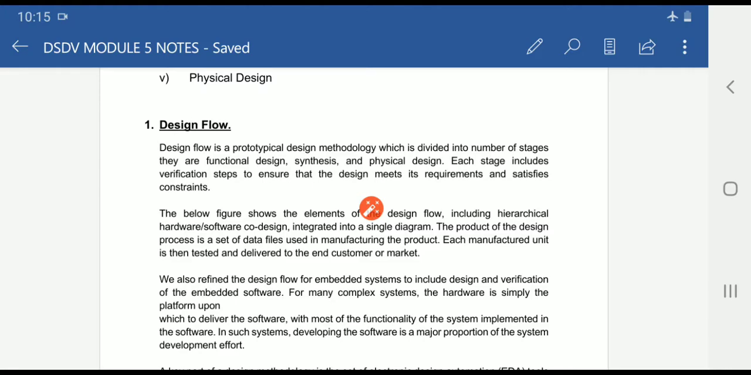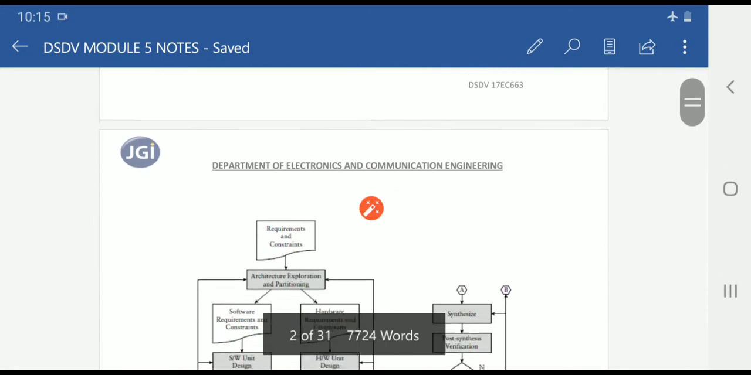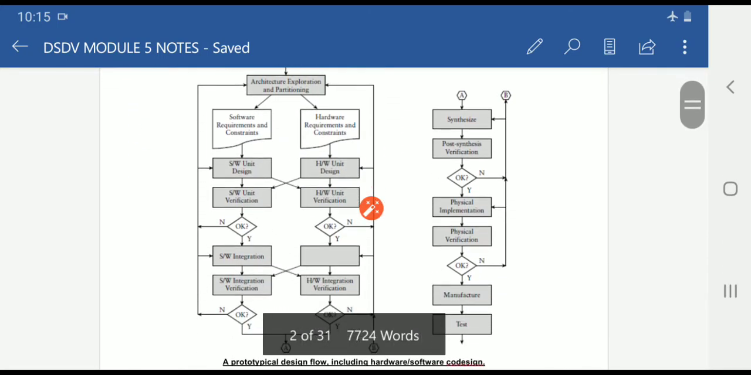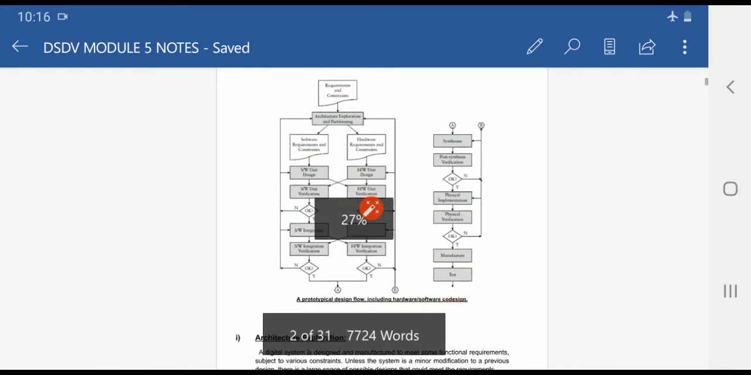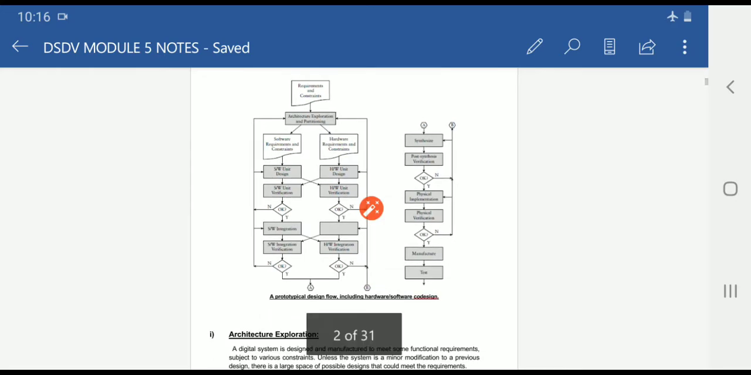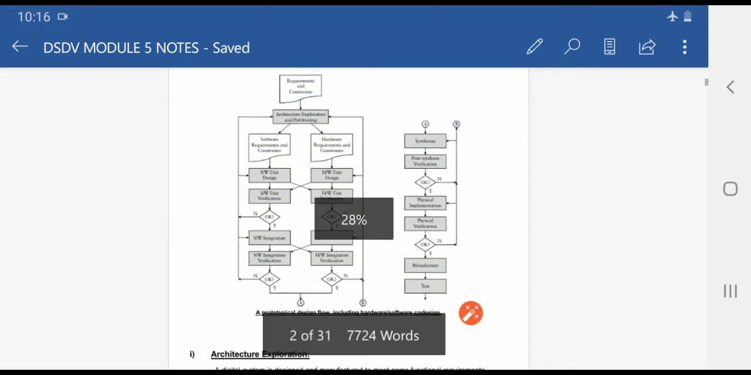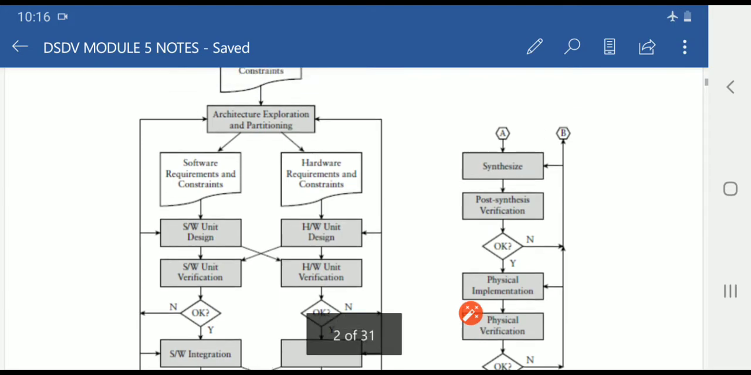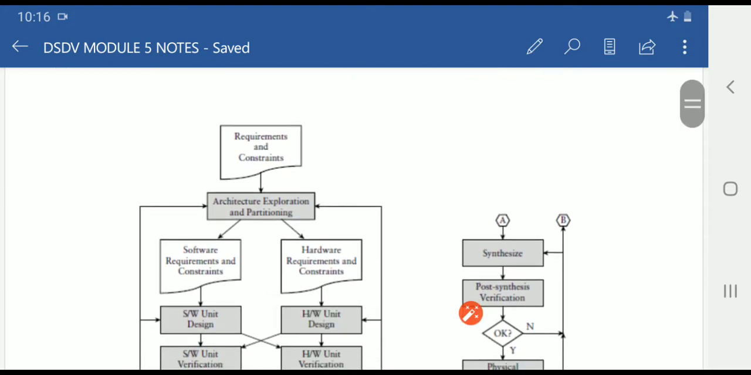So now we will take one prototype below. We will discuss how this prototype works and implements the final product into the market. This is a prototypical design flow including the hardware-software co-design. So we'll start step by step to understand this one. This is already discussed in module 1 also. If you guys remember, it will be very easy to understand.